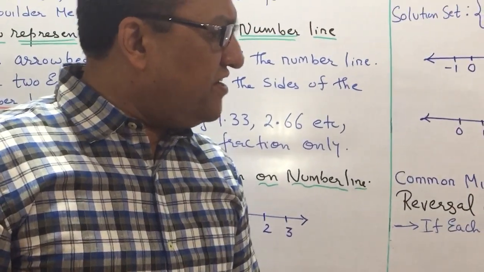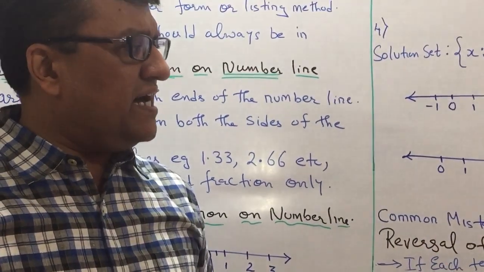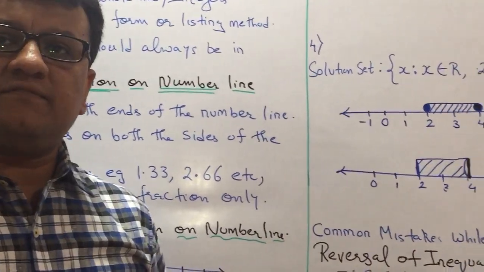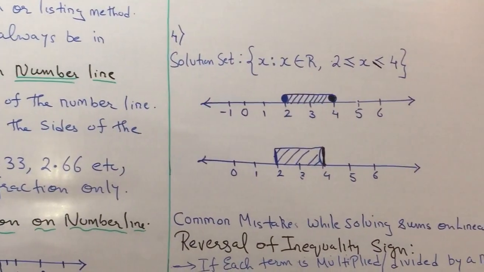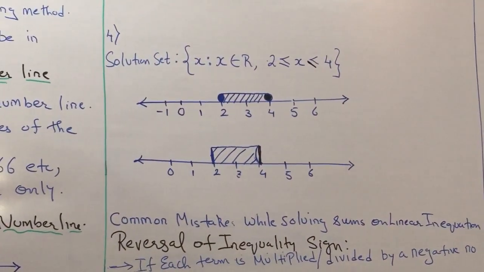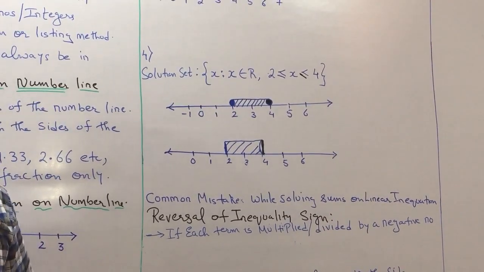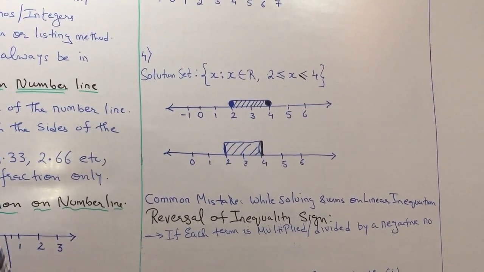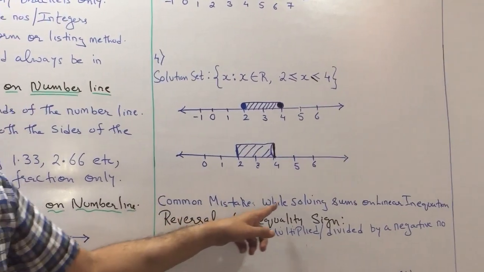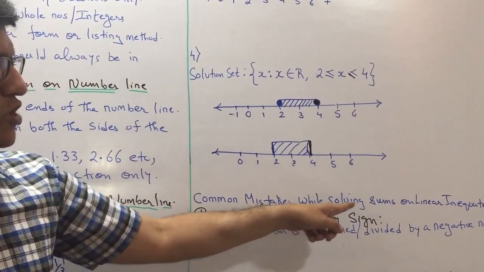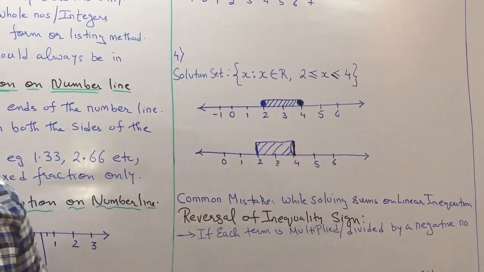Now, in the final part of my session, I shall tell you what are the common mistakes being committed by the students. And these mistakes are in the solution part, not on the number line part. But if their solution goes wrong, eventually their number line will also go wrong. So what are the common mistakes students make while solving sums on linear equation?